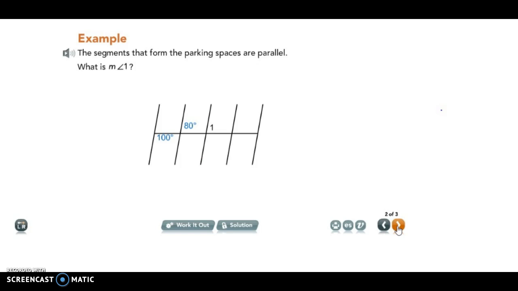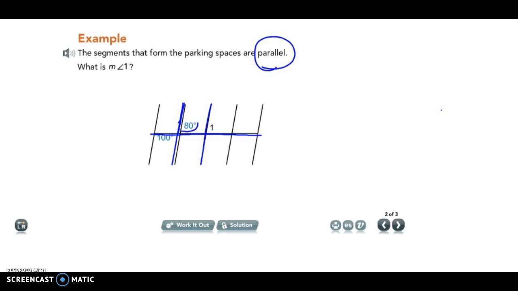So the first thing that they have said here is that these parking spaces are parallel. So we know that we can go ahead and prove that they're going to be exactly the same. So the fact that we are looking for corresponding angles and we know that corresponding angles are congruent, we're going to take a look and we're going to see, okay, this line and this line are our two parallel lines, and this is going to be our transversal.